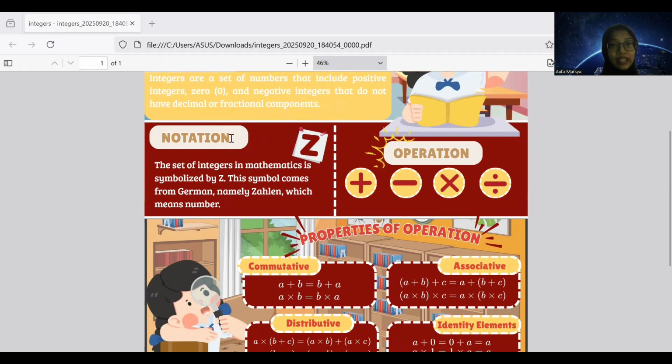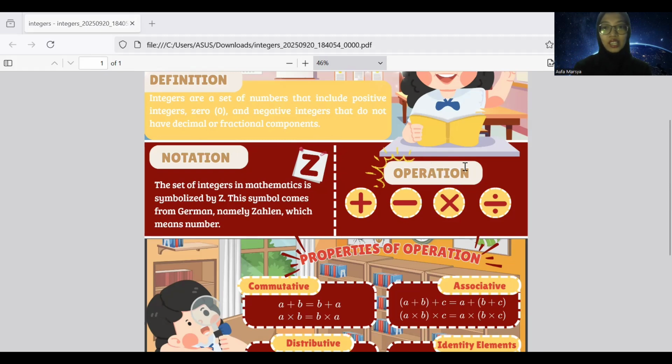And then here is the notation of integers. The set of integers in mathematics is symbolized by Z. This symbol comes from German, namely Zahlen, which means number. The next is operations on integers. The operations here are still basic operations, such as addition, subtraction, multiplication, and division.